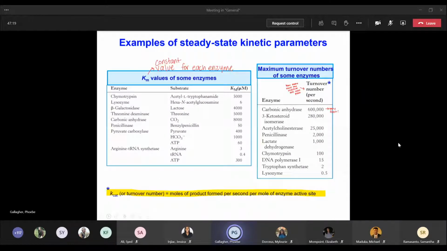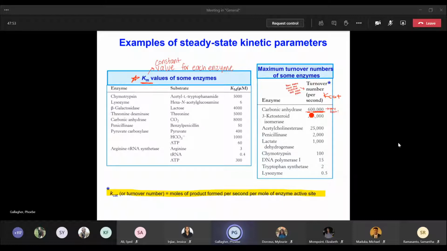Okay. So for this, don't memorize any of the numbers. Really, she's just showing you that these are two other values that are important for measuring the efficiency of the enzyme. So like I said, your Km value is going to determine the affinity for substrate. And then your turnover number, which is your Kcat, is going to determine how quickly it can dish out product. So like I said earlier, you want a low Km value and you want a high Kcat value.